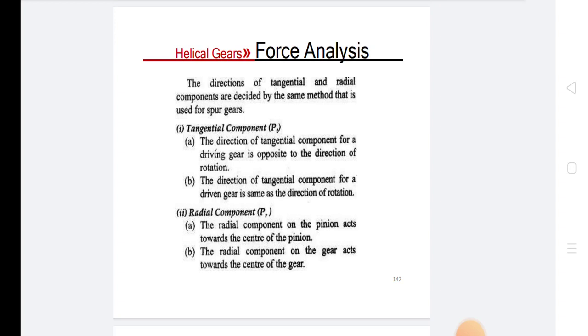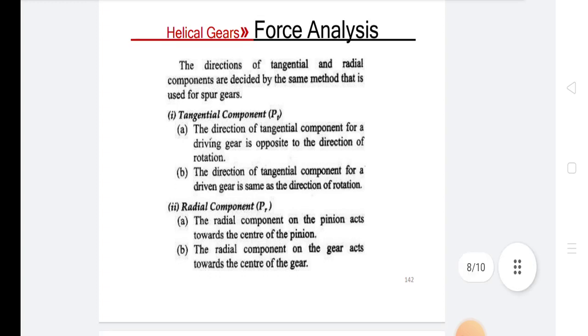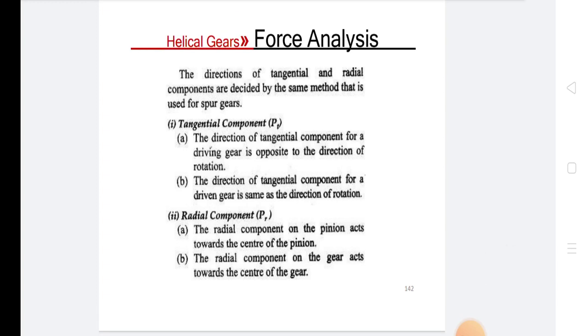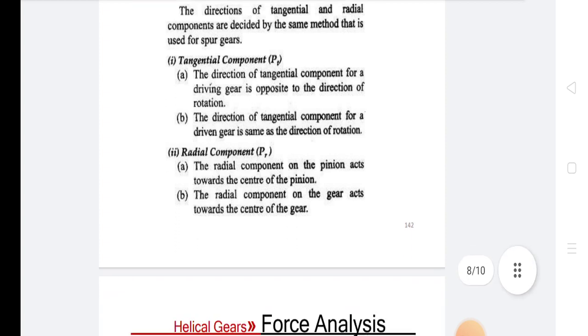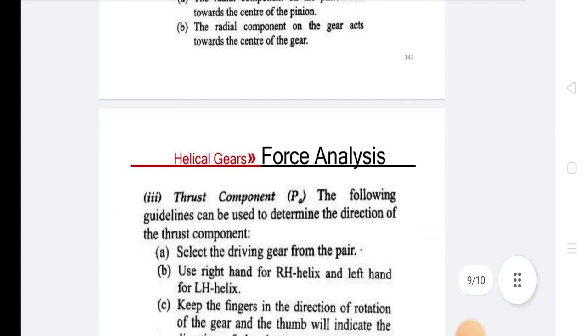First, the tangential component Pt. The direction of the tangential component for a driving gear is opposite to the direction of rotation. The direction of the tangential component for a driven gear is the same as the direction of rotation. Second, the radial component Pr. The radial component on the pinion acts towards the center of the pinion. The radial component on the gear acts towards the center of the gear.